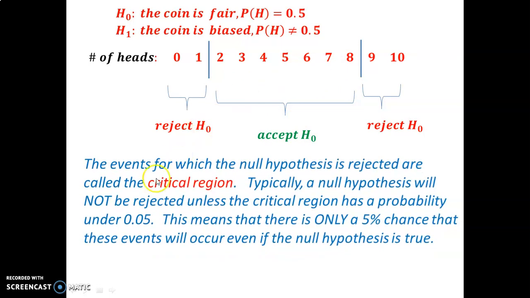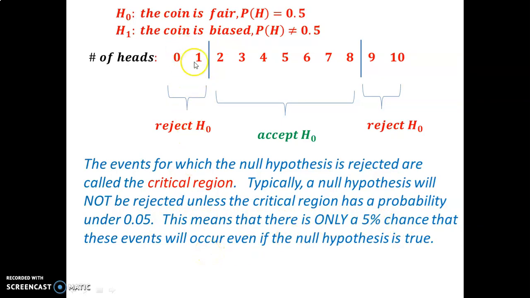So let's recap a couple things here. The events for which the null hypothesis is rejected are called the critical region. So these numbers, the 0, 1, 9, 10 that we were looking at, those are called the critical region. And typically a null hypothesis will not be rejected unless the critical region has a probability of under 0.05. In other words, this means that there is only a 5% chance that these events will occur.